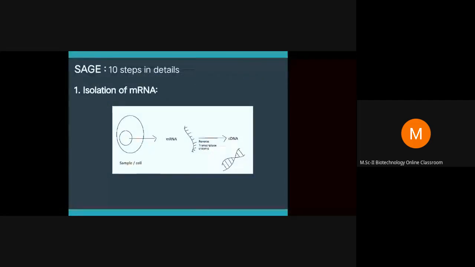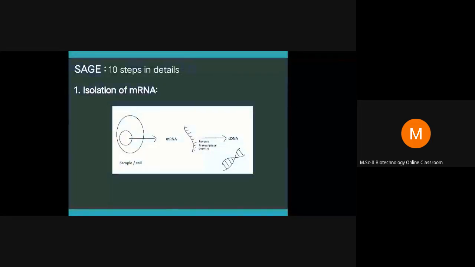SAGE is carried out in a total of 10 steps. First step, isolation of mRNA. From the sample, the interested cell or a disease cell, mRNA is isolated. Then from the isolated mRNA, we have to synthesize the cDNA. In that process, reverse transcription is used, with an enzyme called reverse transcriptase.